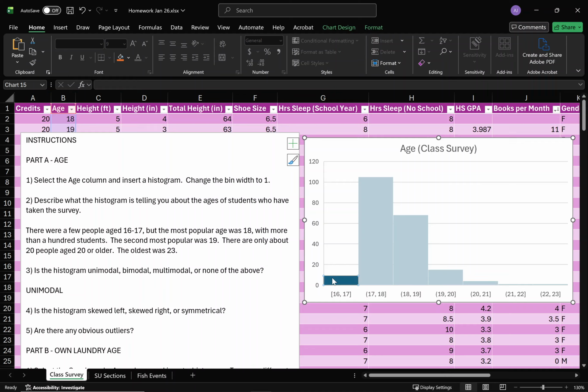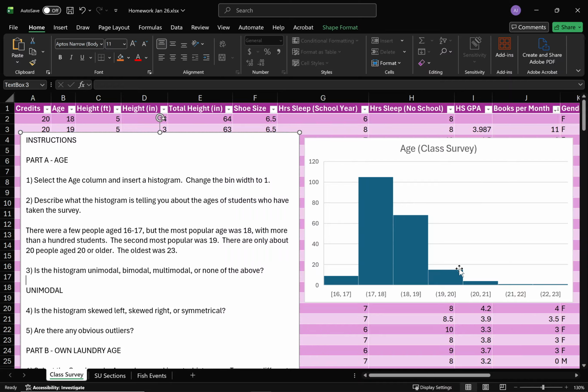Whereas on the left, we do have a left tail over here. It's just this one column, and that's a really short tail. So the larger, fatter tail is towards the right, so that is skewed right.